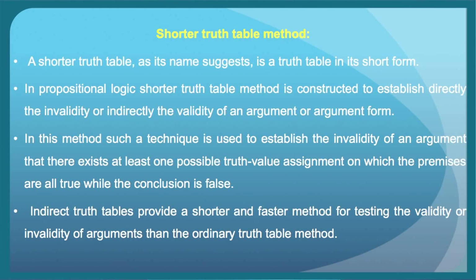Indirect truth table provides a shorter and faster method for testing the validity or invalidity of an argument than the ordinary truth table method. This method is convenient in the case of arguments that contain a large number of simple statements. For example, an argument contains 5 to 6 different simple propositions. In such cases, the shorter truth table method will be more beneficial.